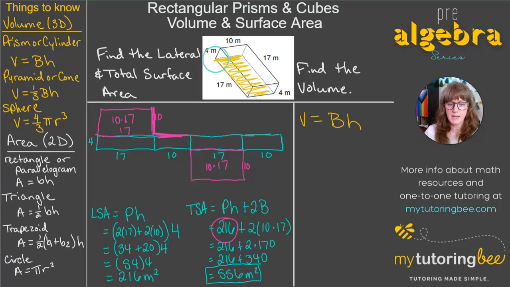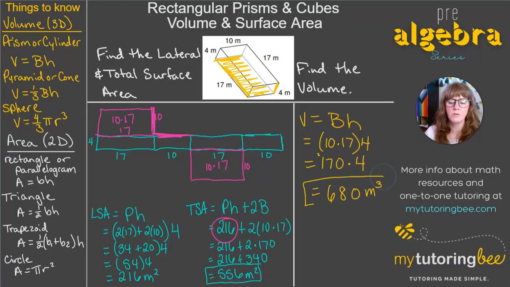So again, that's going to be the 10 times 17. That's the area of our rectangle, base times height. And then times the height of the three-dimensional figure, which is 4 meters. So we're going to multiply that times 4. So 10 times 17 is 170. Times 4. So let's see, 4 times 0 is 0. 4 times 7 is 28. And then 4 times 1 is 4, plus 2 more is 6. So we get 680 meters cubed. So again, we're using cubed for the volume units.